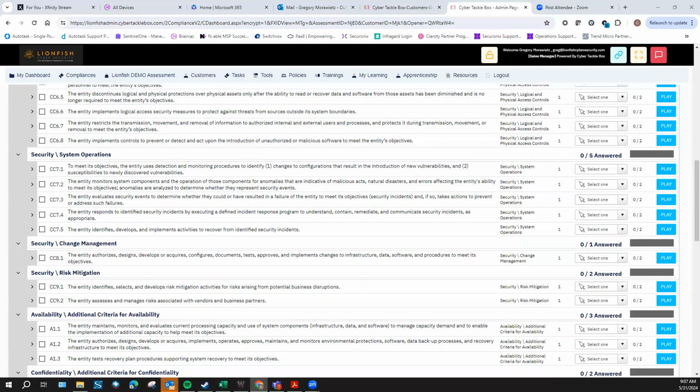The entity identifies, develops, and implements activities to recover from identified security incidents. So if you have a natural disaster, you're going to have to create a disaster recovery plan. If you have a person who's acting erratically or does espionage against your organization, your HR department's going to have a plan for how to respond to that: termination, filing lawsuits, that kind of thing. So you want to have canned responses that you're going to do in the event of an issue.